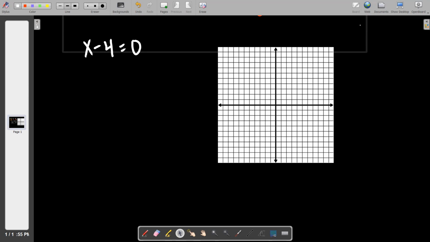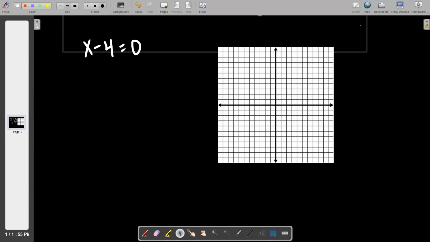So what stands out about it? Someone earlier said, Mr. Aaron, did you forget to type a y in this one? I was like, oh no, I didn't forget. What kind of line is this going to be? This will be a vertical. Very good. Remember that if the equation only has an x, it's a vertical line.